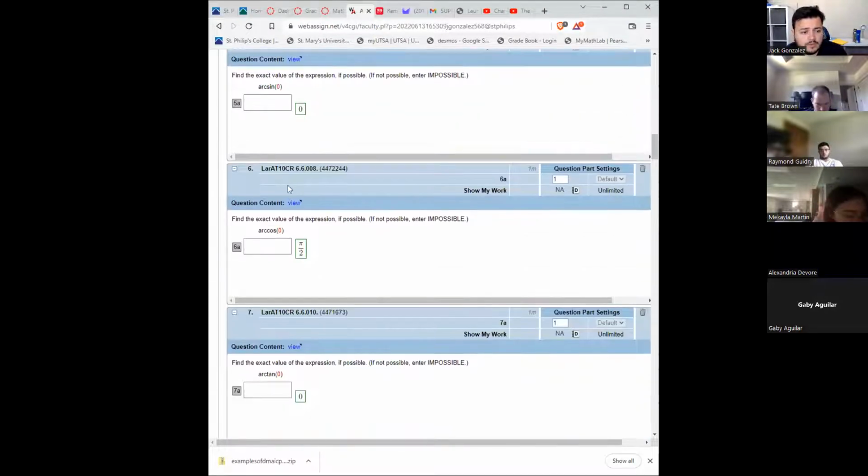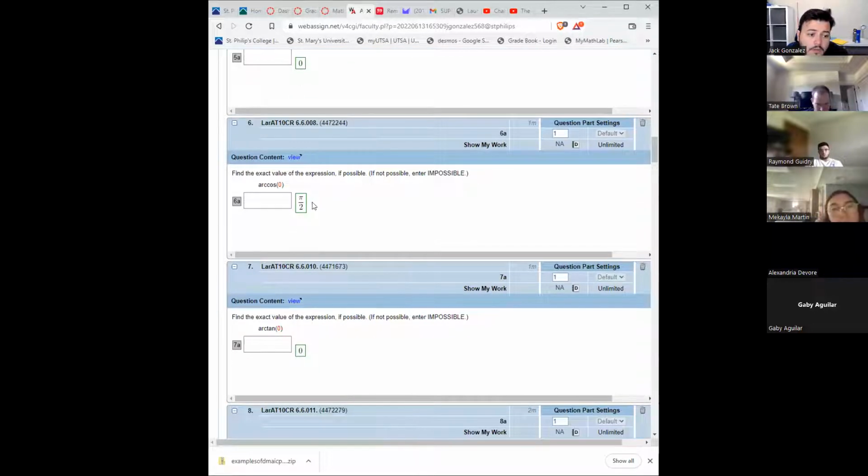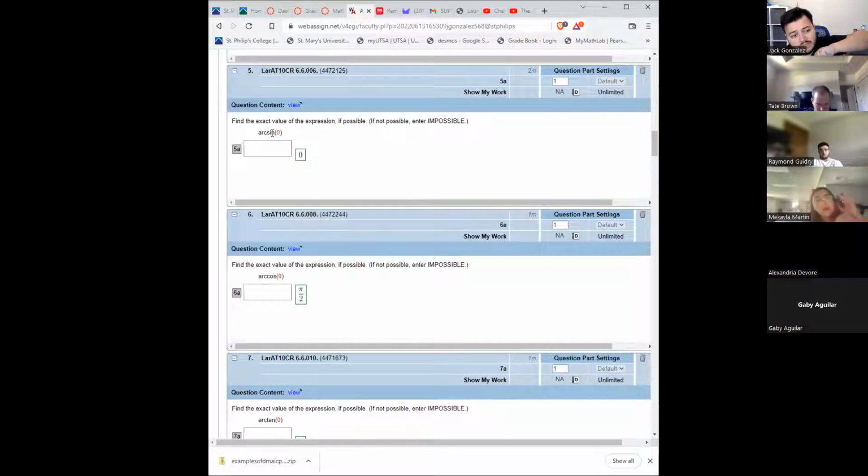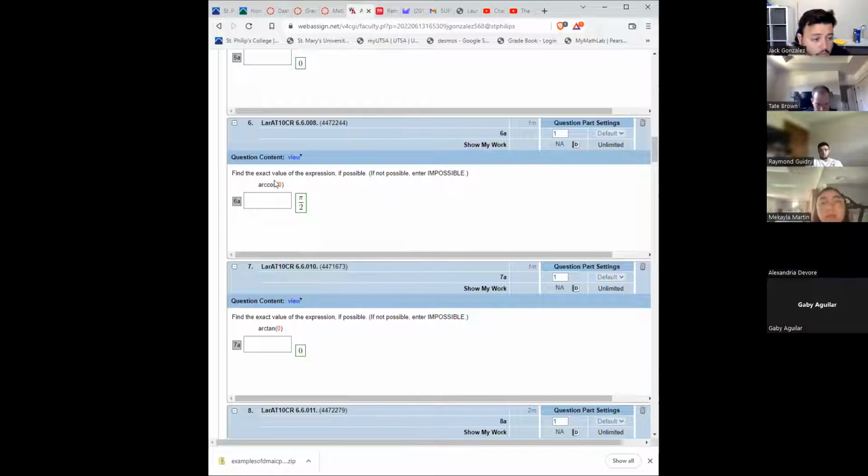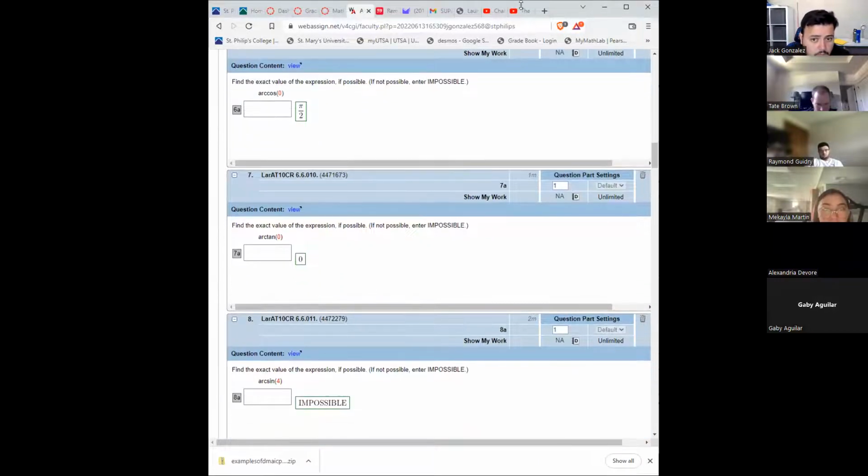So the first few questions, I mean, you could use your calculator, but since these are really simple angles, you can just look at your circle and figure out which angle gives me the y value, because that's sine, which angle gives me an x value of 0, because that's cosine. Then you just answer the question. Any questions about that?